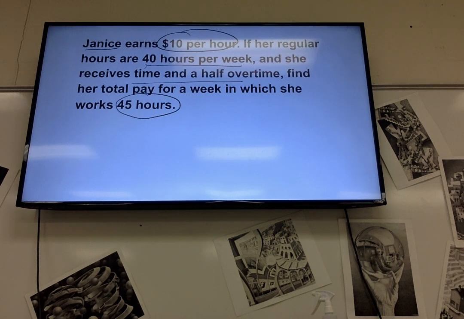Hours. So this is a multi-step problem. We've got to figure out how much she gets paid for overtime. Then we've got to figure out the total amount she gets paid for her 40 hours, how much she gets paid for the overtime hours total, and then add those together. So lots of steps. Go ahead and see what you can figure out.